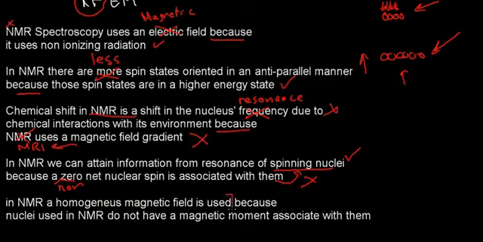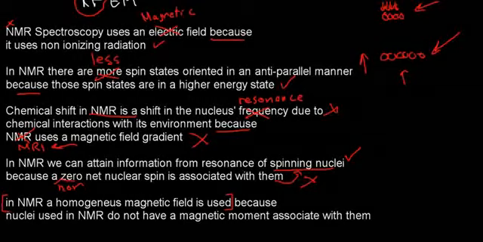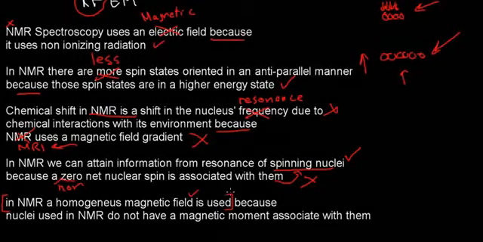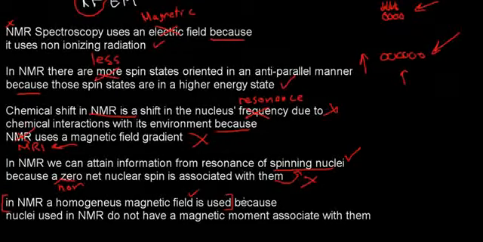Let's take a look at the first statement here. In NMR, a homogeneous magnetic field is used. Correct. There's no dwindling around. This is right off the bat correct, because nuclei used in NMR do not have a magnetic moment associated with them. And you may think, well, we need a magnetic field because maybe we do not have a magnetic field.